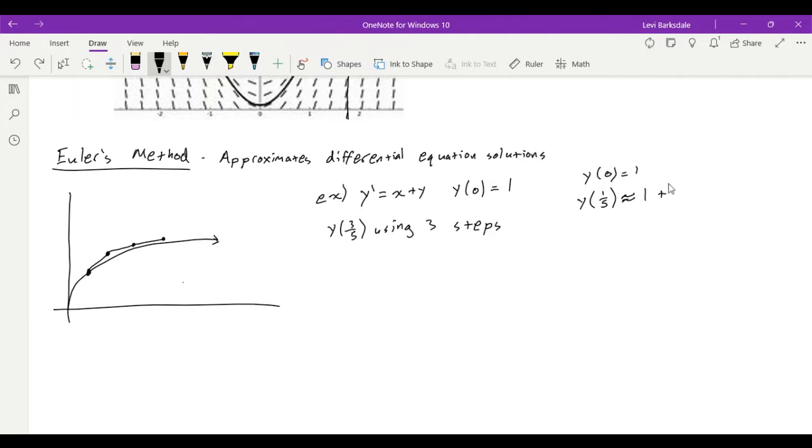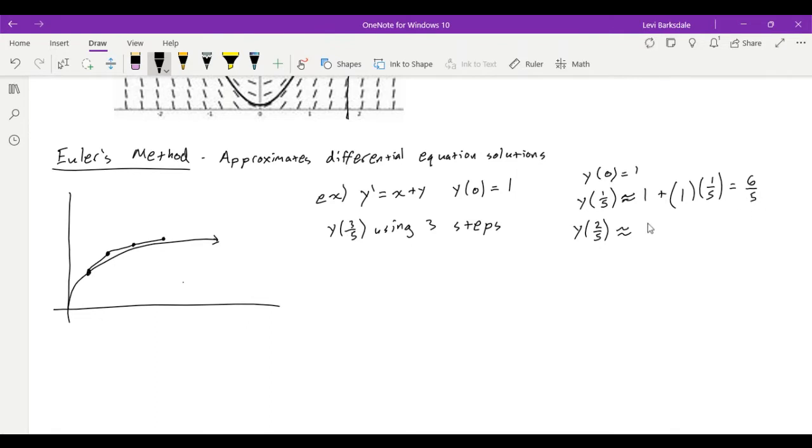In this case, our slope is our y prime, so x plus y. Here, our x is 0, our y is 1, so 0 plus 1 is 1, and our distance we go over is 1/5, or 1/5 minus 0 is 1/5. And this gets us 6/5. Next, we need to approximate y of 2/5.